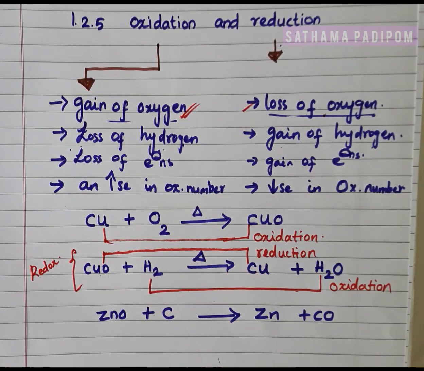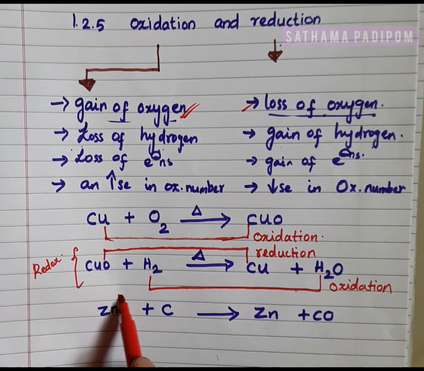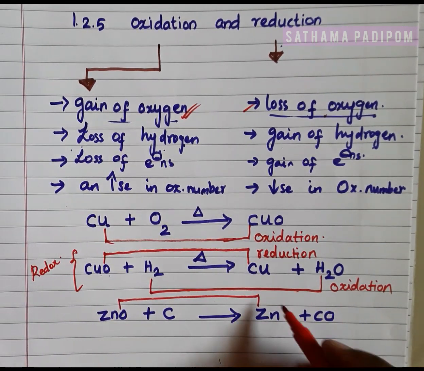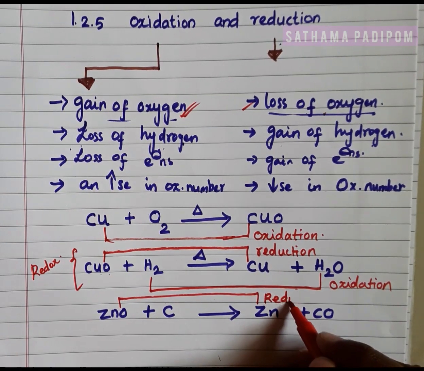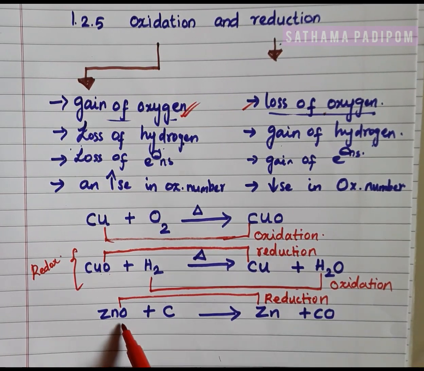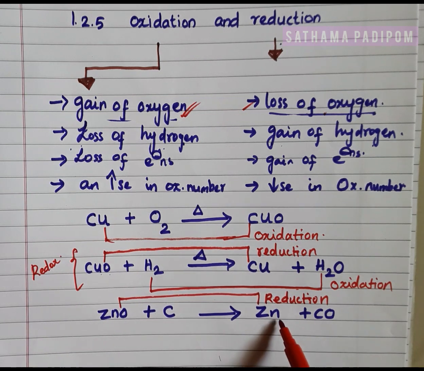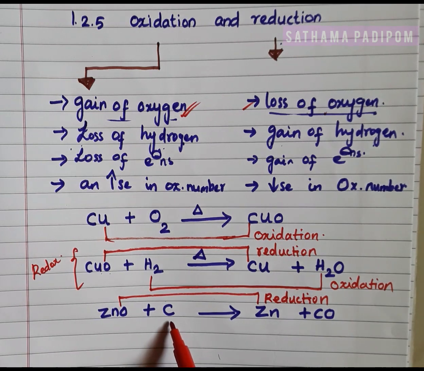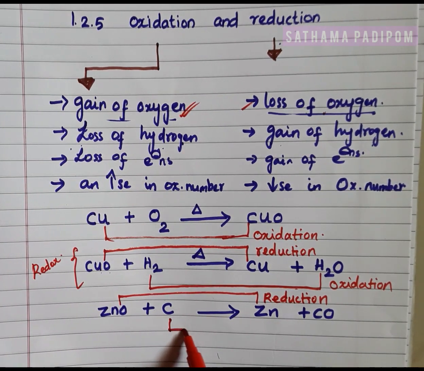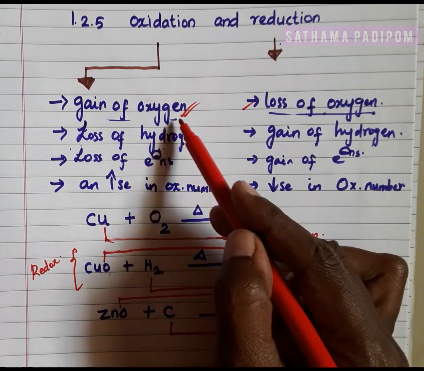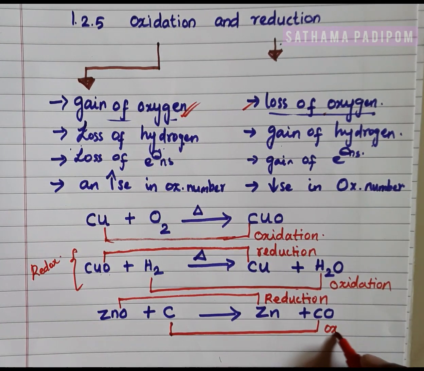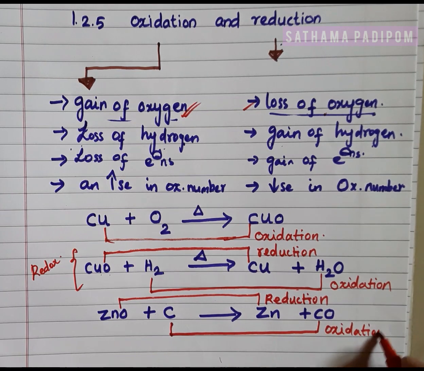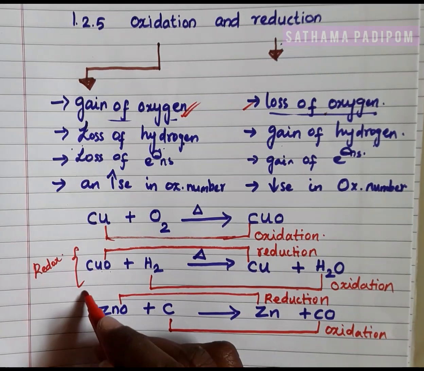Okay, so next, carbon gains the oxygen. This is known as an oxidation reaction. So zinc oxide is reduced to zinc. This is called reduction, because here oxygen is there on the reactant side, and when you come to the product side, there is no oxygen. Loss of oxygen takes place, and here carbon gains oxygen. So gain of oxygen is known as oxidation. So this reaction is called the redox reaction.